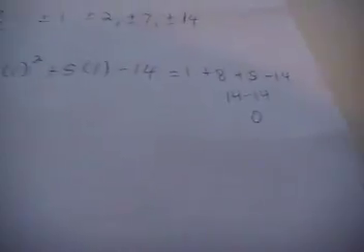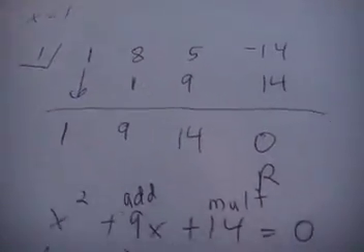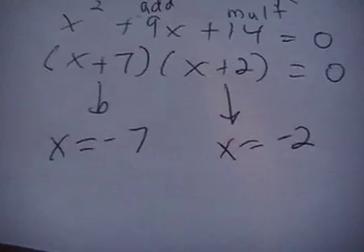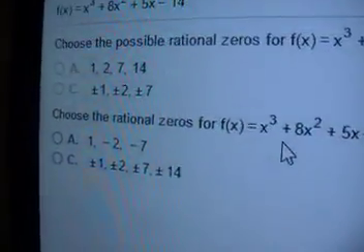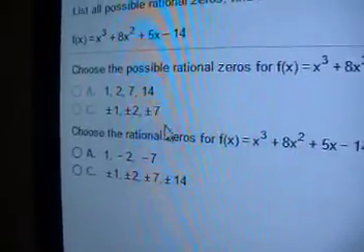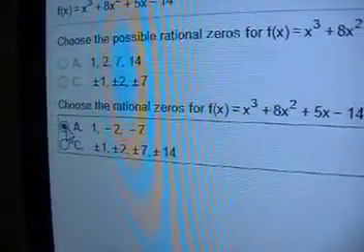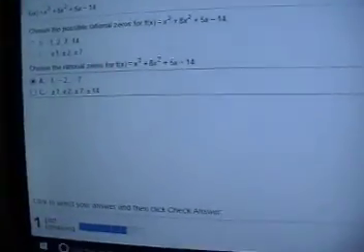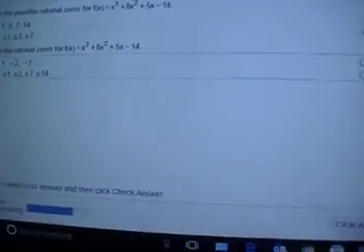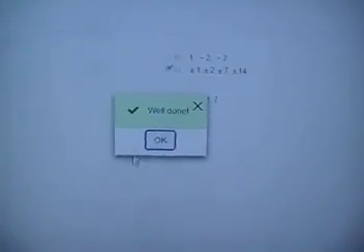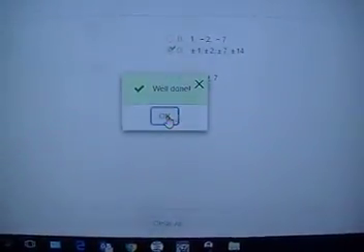So there are 3 zeros to this problem. There's the +1 we found first. And then synthetic division with that led me to the other 2 answers together, -7 and -2. So this answer is A. It's still part of the same problem. 1, -2, and -7 are the 3 rational zeros, because there can be irrational zeros and there can be imaginary zeros too. So this only tells us about the rational ones.